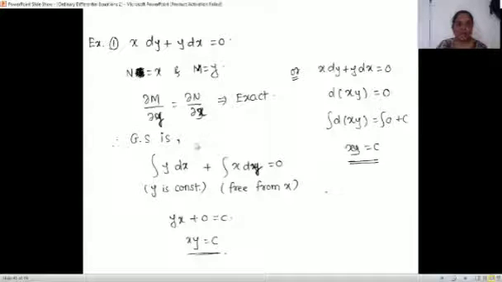And as it is exact, how to write the integration? M dx, so y dx, this part, and integration of n dy part, x dy part. For the first, y constant, and for the second, free from x. So y constant, integration of dx is x, plus the part free from x, but x is there, x should not be there, so this is 0. Therefore, xy is equal to c. So the answer is xy is equal to c.